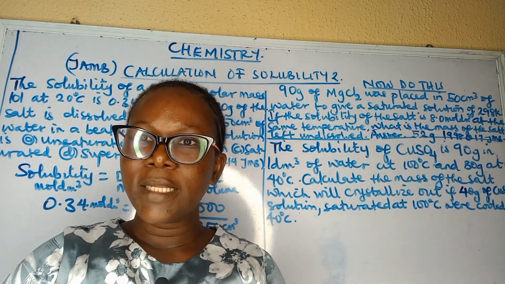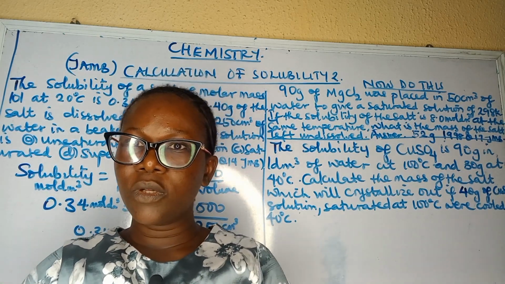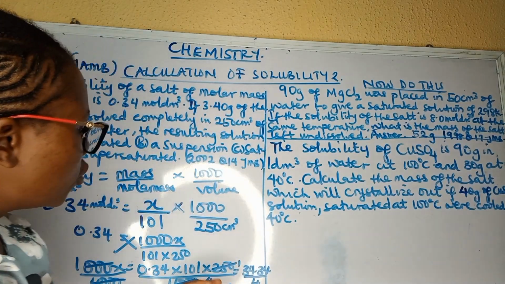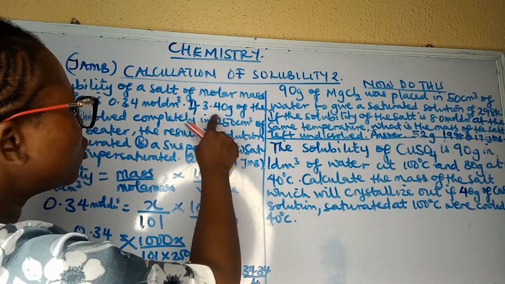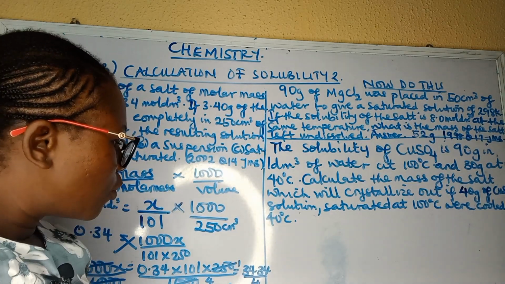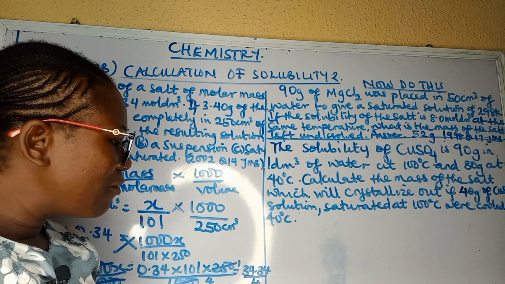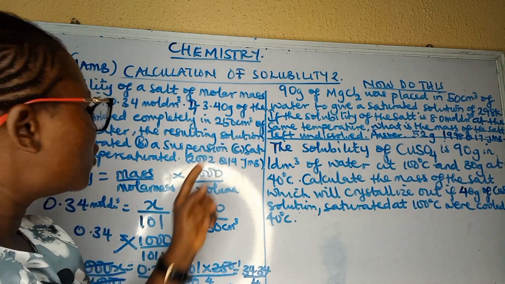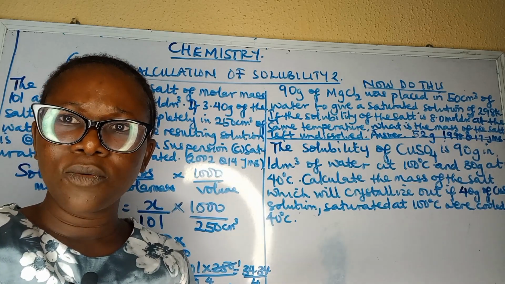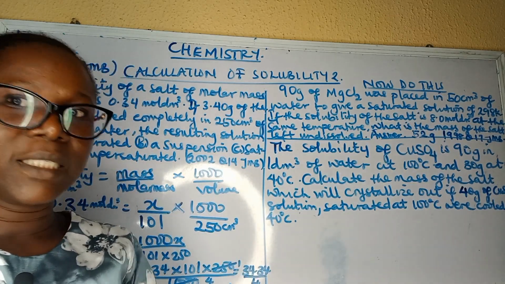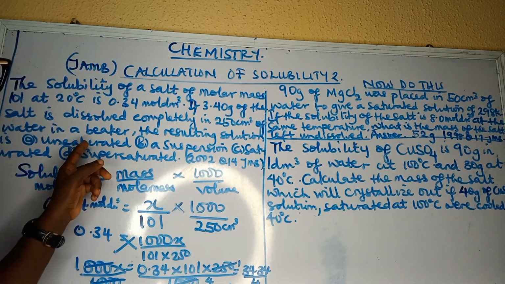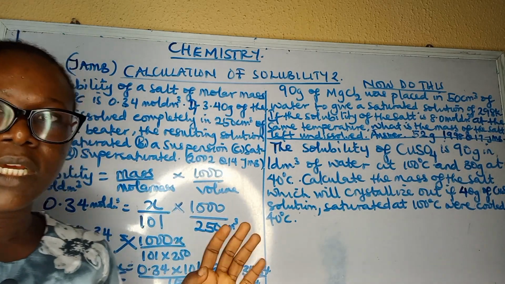So I think I've covered the unsaturated solution, saturated solution, and supersaturated solution. In the question, 3.4 gram of salt was given, and we are supposed to have 8.585 gram of salt dissolved in 250 cm cube to give a solubility of 0.34, so it means that we have less solute. The solution is not yet saturated. So the best answer for this question is A, an unsaturated solution.